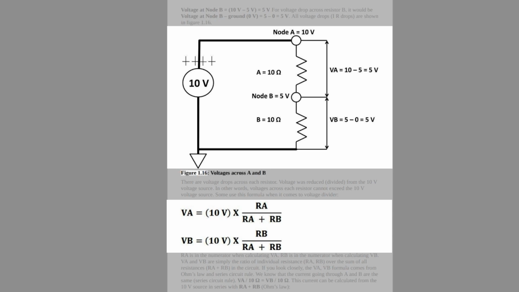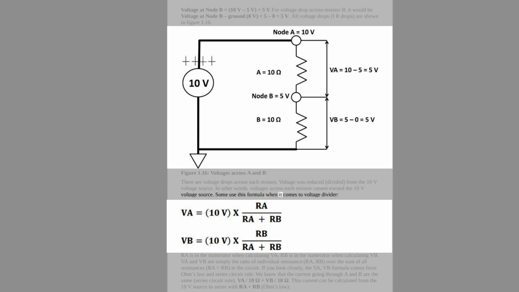Figure 1.16, voltages across A and B. There are voltage drops across each resistor. Voltage was reduced, divided, from the 10V voltage source. In other words, voltages across each resistor cannot exceed the 10V voltage source.